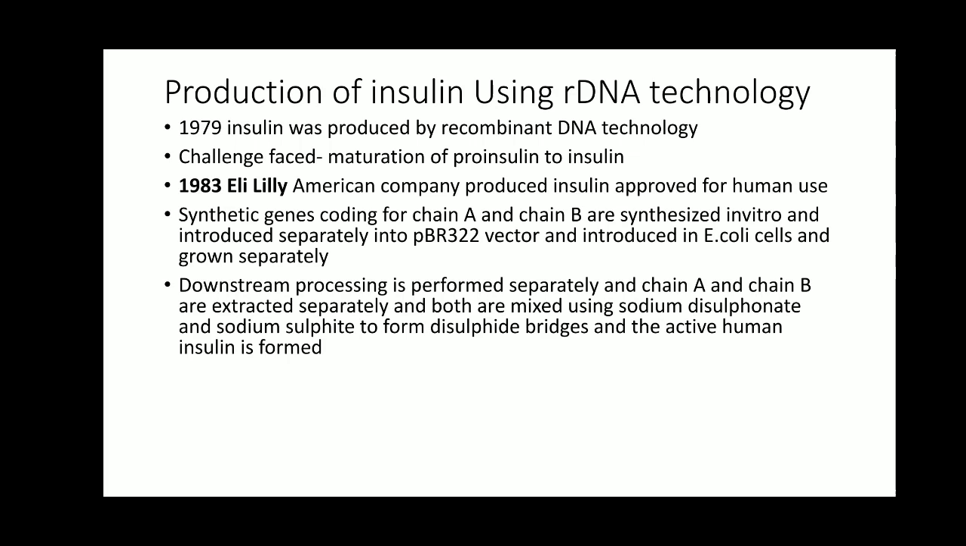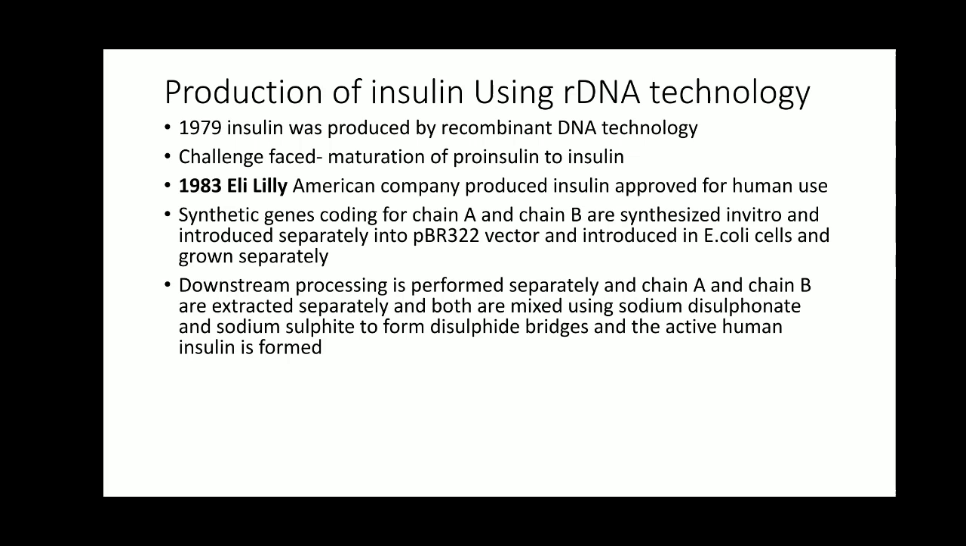Now let us see how this insulin is genetically engineered, or how this insulin is produced using recombinant DNA technology. Right? In 1979, the insulin was first produced by recombinant DNA technology in E. coli cells. The human gene coding for insulin was isolated from the animal cells and then inserted in the vector, which was introduced into the bacterial cells, making these bacterial cells express this gene.